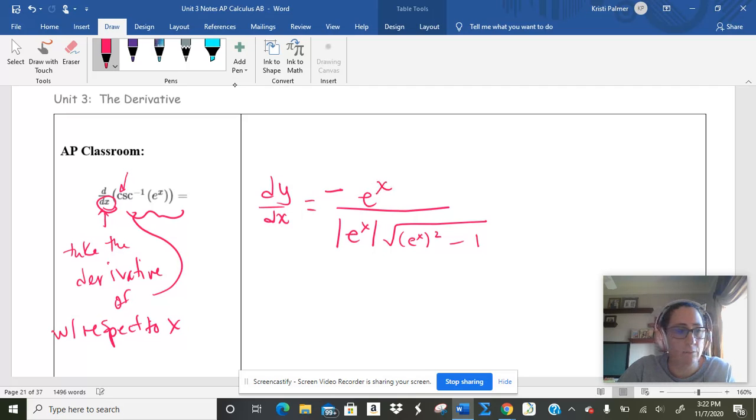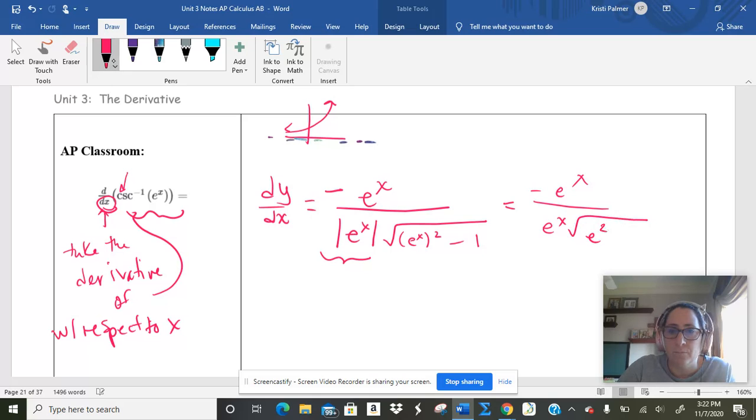That's just an easy e, which would be e to the x. Well, having an absolute value around e to the x looks like this. It actually has that horizontal asymptote, so it's always positive. So in this case, we don't even need that. So that's the same as just e to the x. And then those can cancel. And there you go.